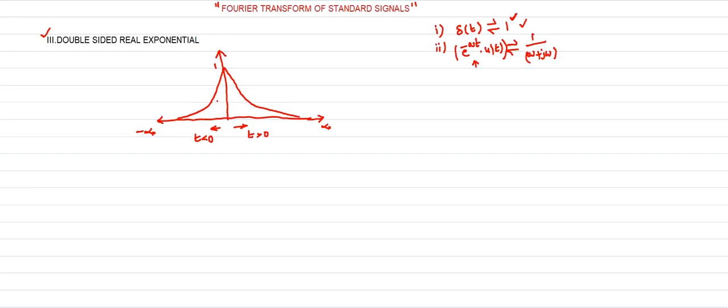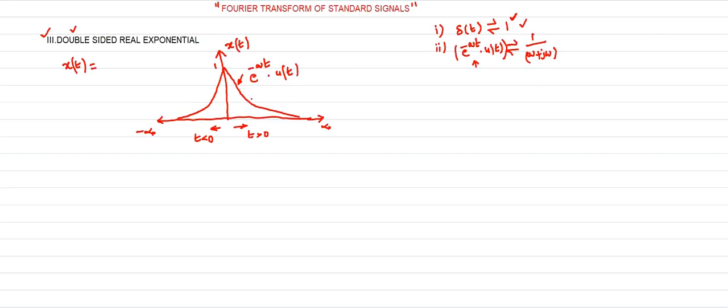So this is your double-sided real exponential signal. That means the signal is defined on both sides. Let us consider this signal is x of t. How can we represent this signal in mathematical form? The right-hand part is the one-sided real exponential signal, e power minus at into u of t.